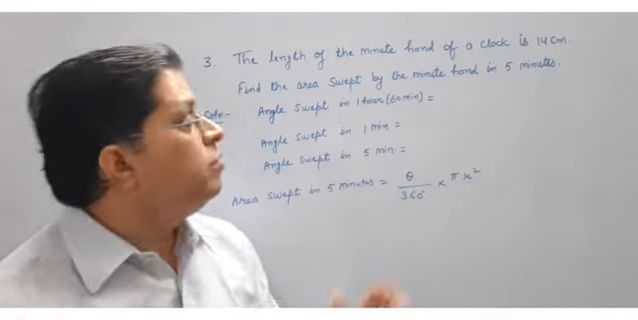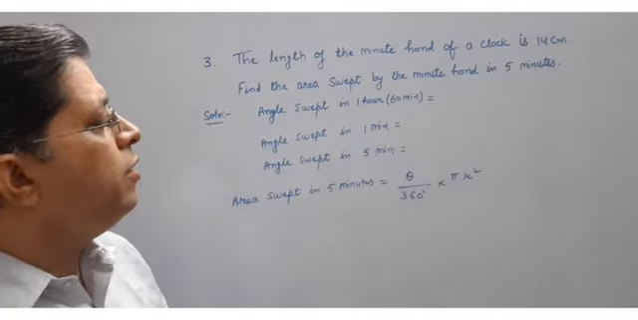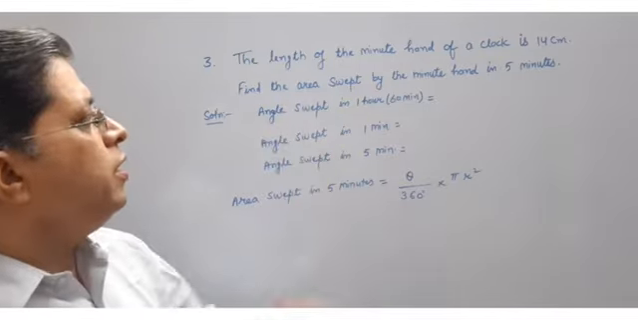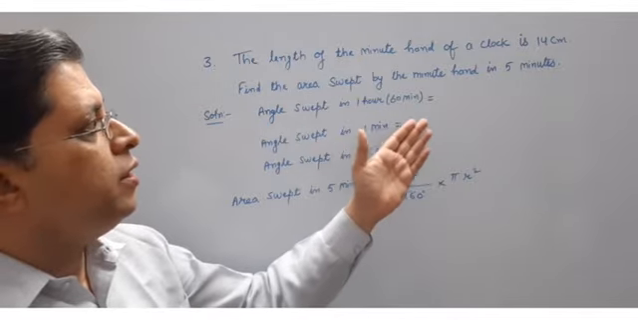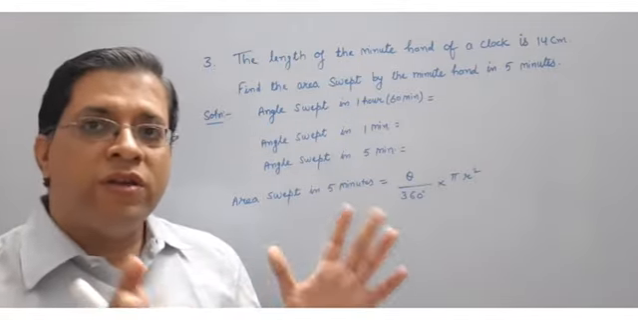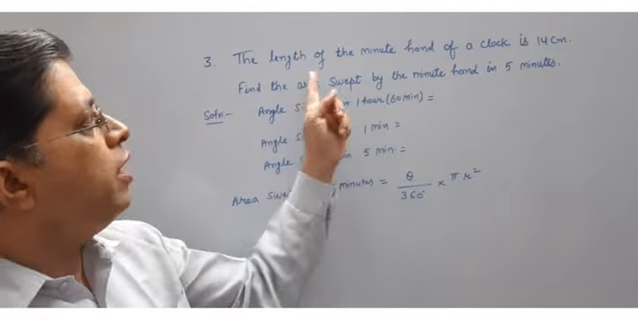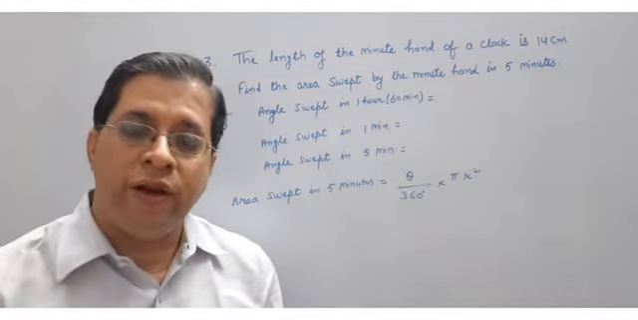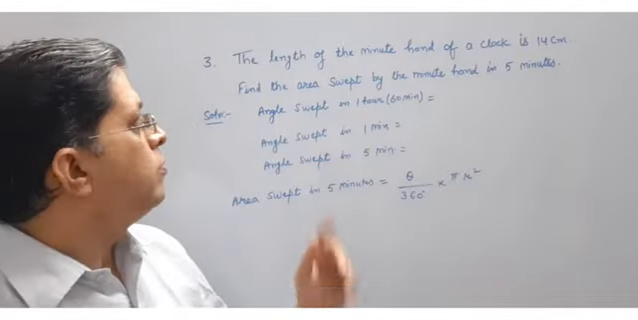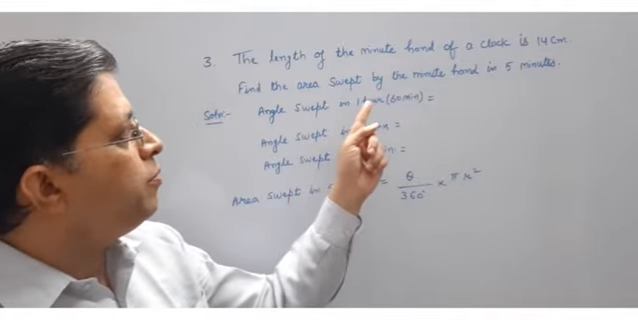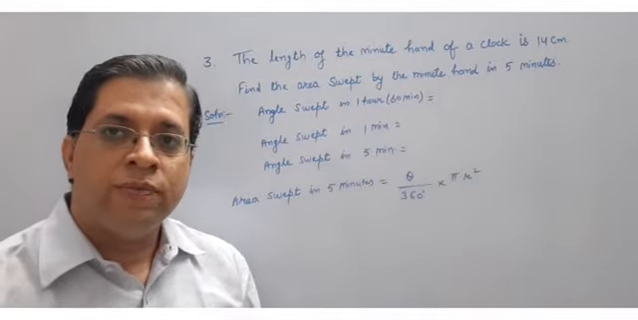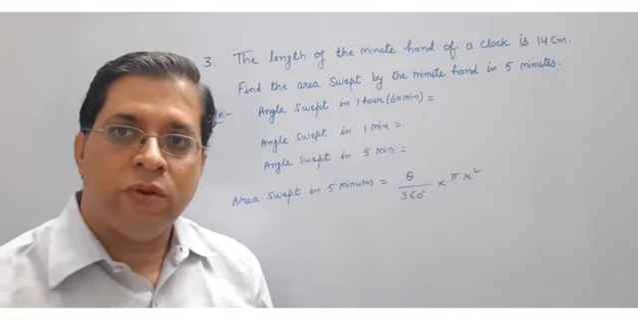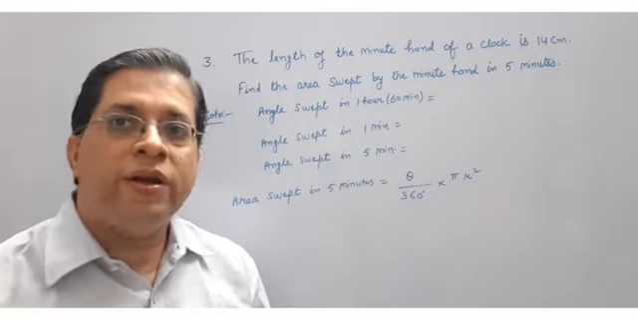The next question is: the length of the minute hand of a clock is 14 centimeter. Find the area swept by the minute hand in 5 minutes. What is given to you? The length of the minute hand of a clock is given as 14 centimeter. You have to find the area swept by the minute hand in 5 minutes. In 5 minutes, how much area will be covered by the minute hand?